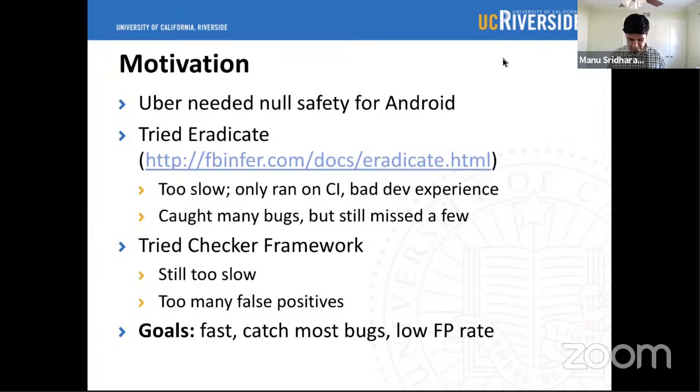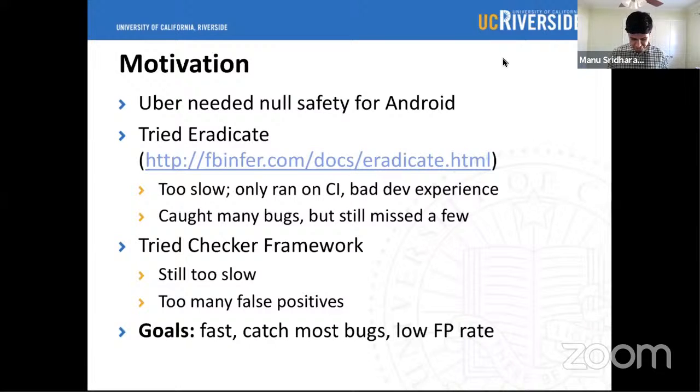So it caught a lot of bugs. But there were some downsides. So this tool was still too slow. It couldn't run on every single compile, partly because it ran kind of outside the compiler, and also it ran on a separate intermediate representation than what the compiler was using. So they were able to only deploy it on continuous integration, and this led to a bad developer experience. Developers were annoyed that they had to wait on this tool and fix all its bugs before they could commit their code. Also, it caught many bugs, but it still missed a few.